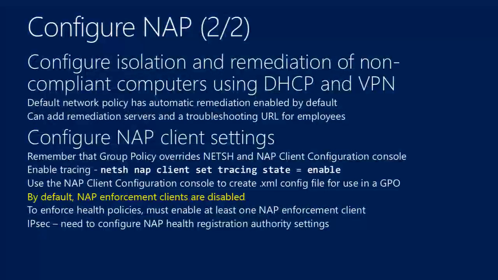Okay, some more NAP. Configure isolation and remediation of the non-compliant computers. One thing to know is the automatic remediation is enabled, but you don't have any remediation servers. Nothing's actually going to happen. Add remediation servers and a troubleshooting URL. That's kind of like the intranet spot or wherever that might have some help files for them. We talked about NetSH for some of the configuration. One thing to know is a group policy overrides whatever you do via NetSH. So another troubleshooting kind of scenario.